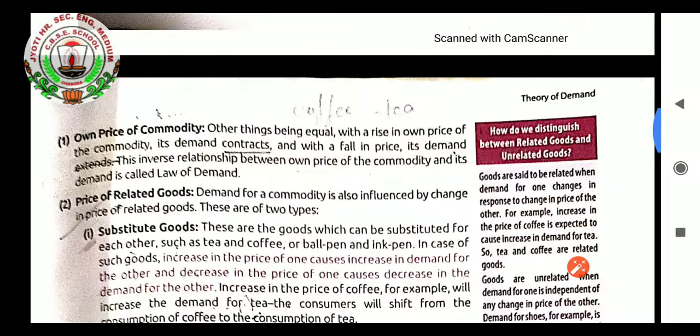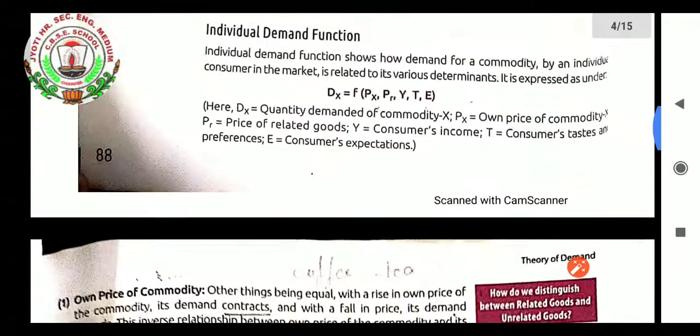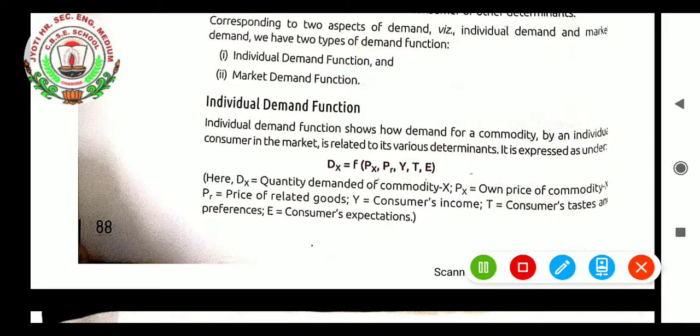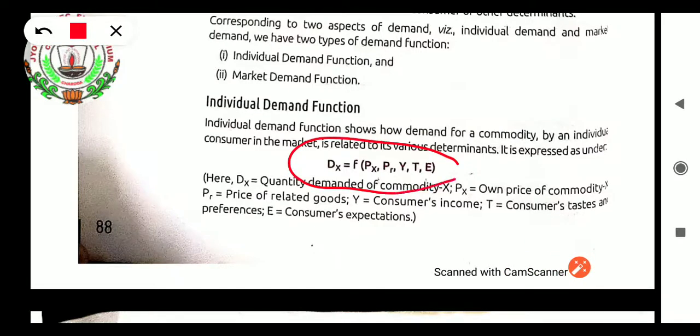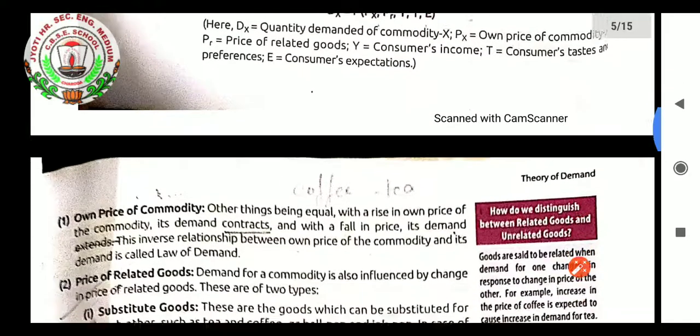Let us see in this situation own price of commodity, Px. We have learned this function. This itself is known as the determinants of demand function. Let us see each situation of this. When we learn first Px, then according to Pr, then we will go by Y, and then we will go by T and E. Each situation, how the demand of the people changes, that we are going to learn.